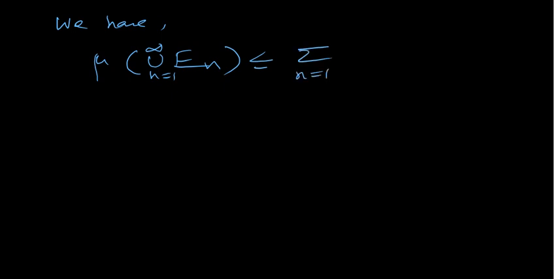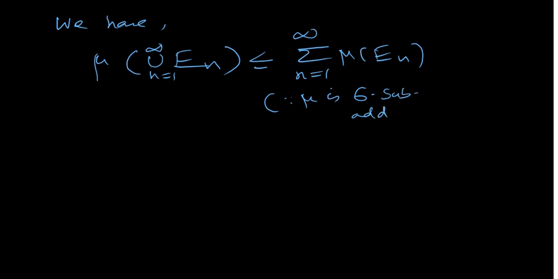Okay, we have this inequality. We have mu of union En, n runs from 1 to infinity. Mu is an outer measure, so an outer measure is always sigma sub additive, so it's less or equal to this thing, because mu is sigma sub additive. Now we need the reverse inequality.